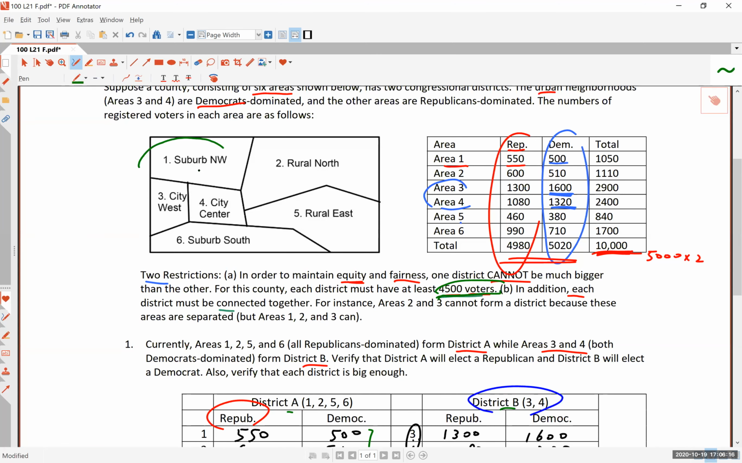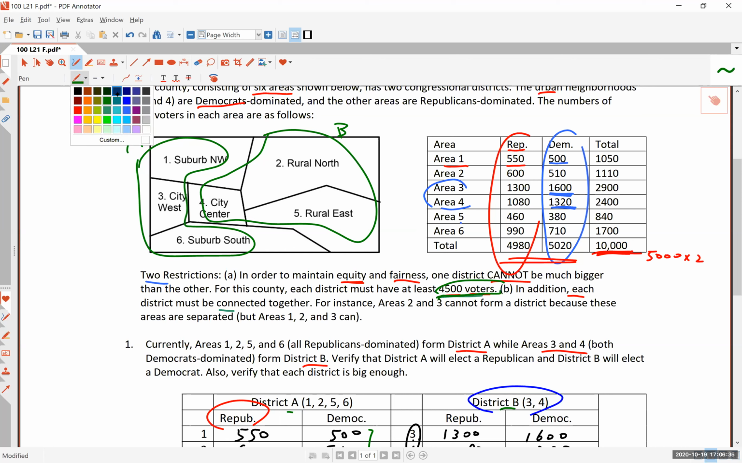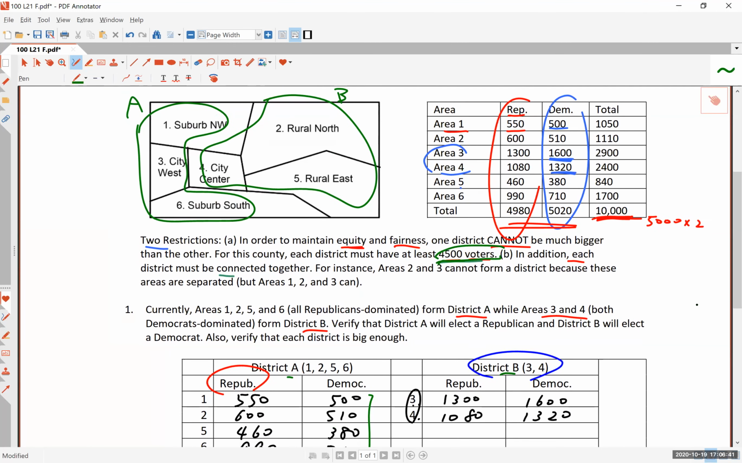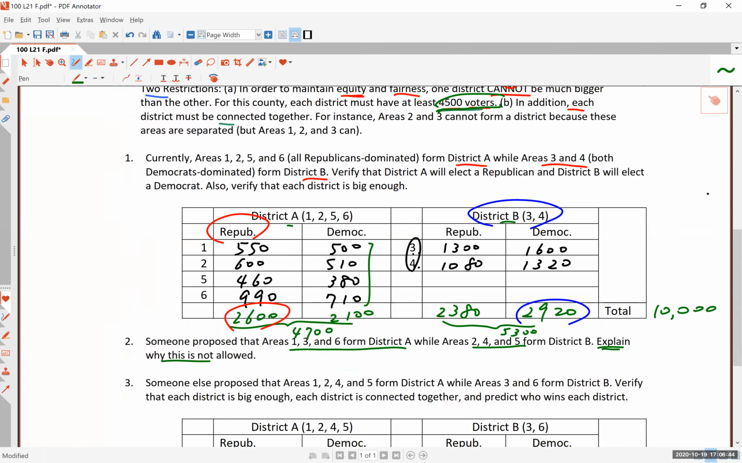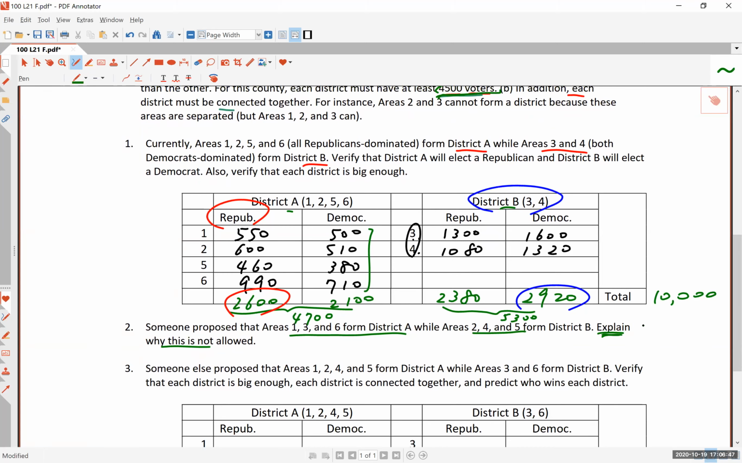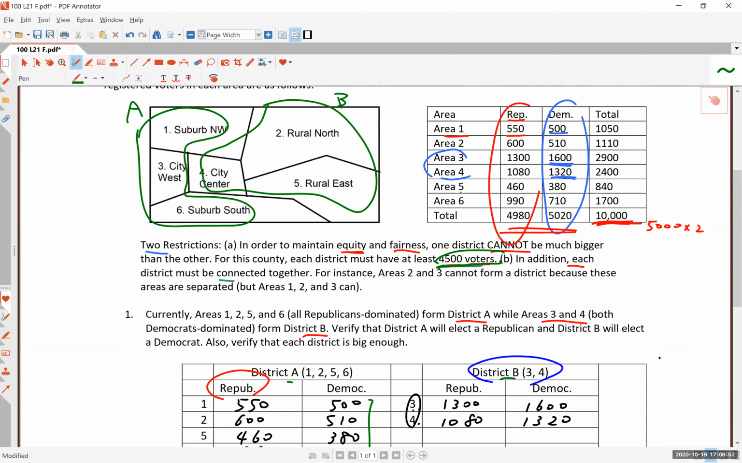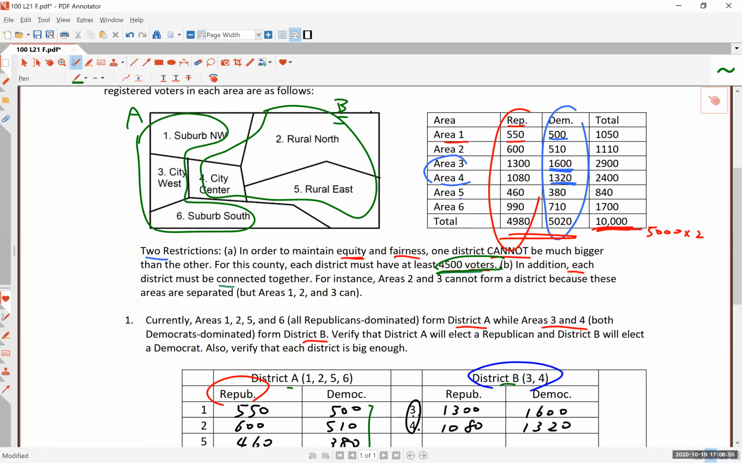Okay, so someone suggested 1, 3, and 6 form District A, and 2, 4, and 5 form District B. Now they're both connected, so connectivity is okay, right? What's wrong with that? Maybe somebody's trying to manipulate the votes or whatever. And that is a new redrawing of the congressional district. According to this rule, it seems like somebody's saying no, you can't do that. Let's see why. Actually, let's look at the proposed District B.